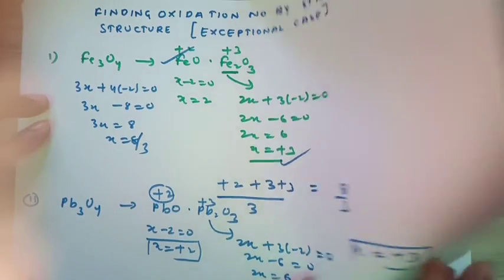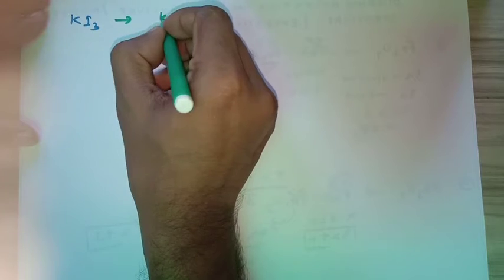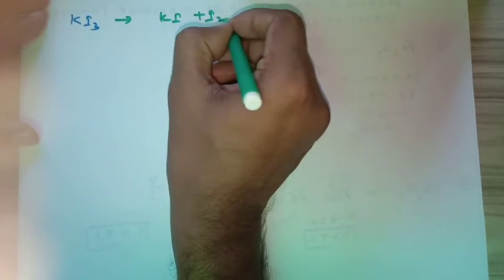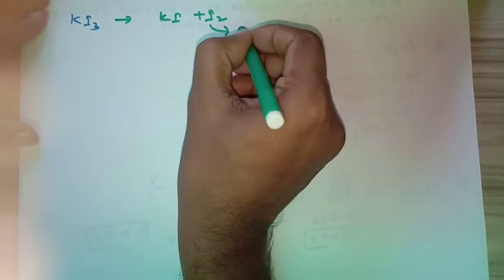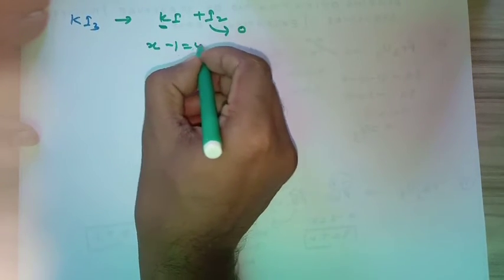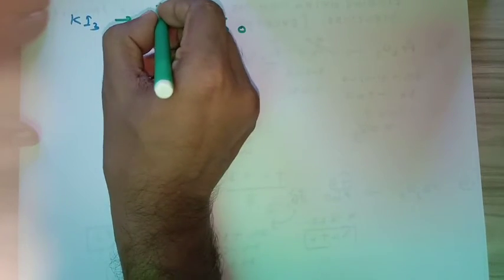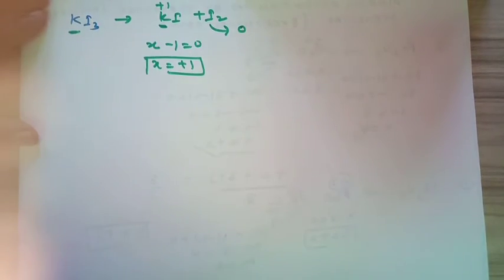Our next part is KI3. This KI3 is broken into two parts, that is KI plus I2. For molecular state, oxidation number is 0. For K here we will take x, and for I it will be minus 1, and that will be 0, so x will be plus 1. So here we will get plus 1 oxidation state of the central atom.